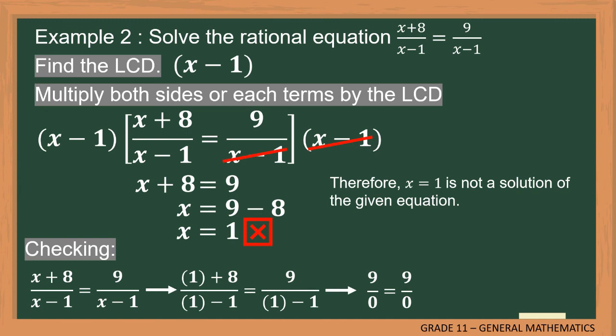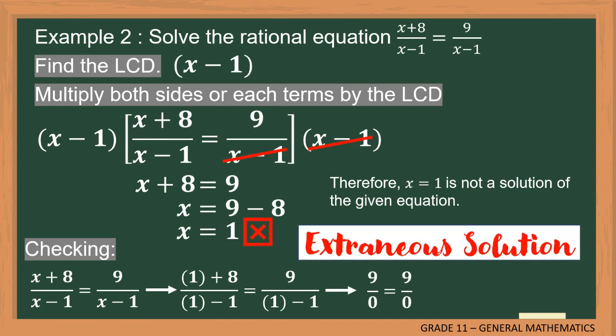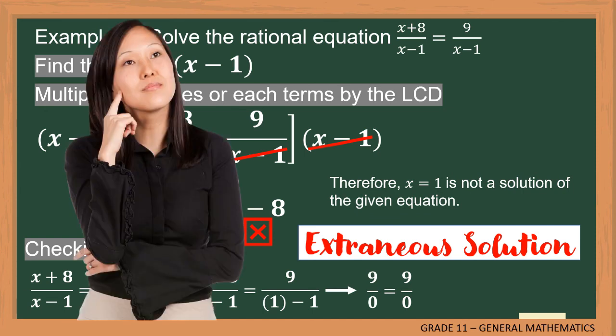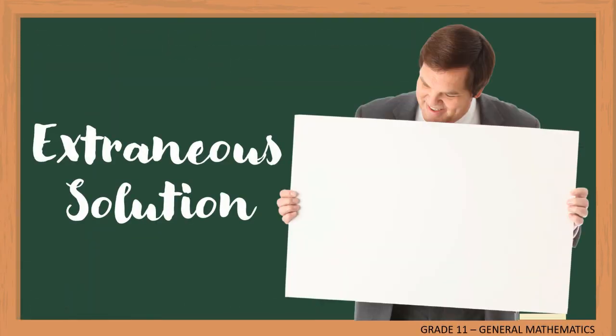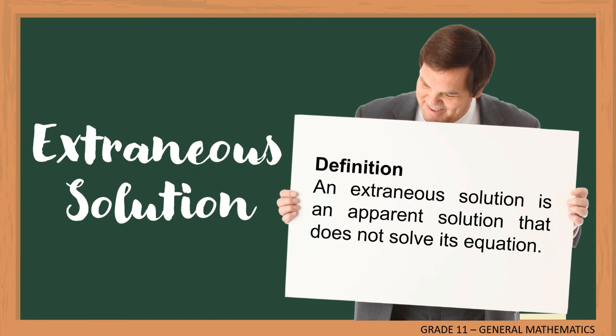So, therefore, x is equal to 1 is not a solution of the given equation. So, ibig sabihin, ang equation na ito ay walang solution. Kapag sa ganitong case, ibig sabihin, ang 1 dito ay tinatawag natin na extraneous solution. So, ano nga ba yung extraneous solution na yan? An extraneous solution is an apparent solution that does not solve its equation.